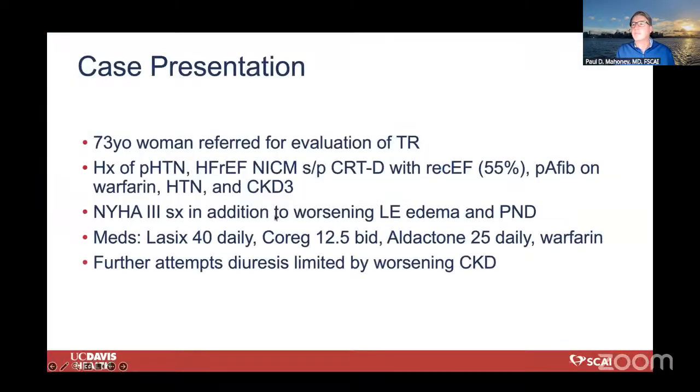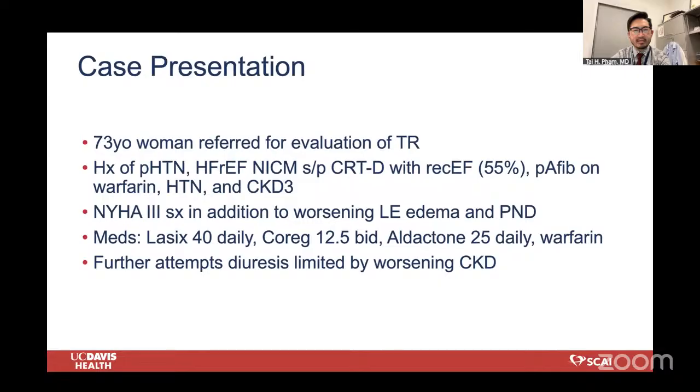So the case today is about a 73-year-old woman who was referred to us for evaluation of TR. She has a known history of reduced EF heart failure secondary to non-ischemic cardiomyopathy. She had a BiV device placed several years ago with now recovered ejection fraction. She also has pulmonary hypertension as well as paroxysmal atrial fibrillation on warfarin, hypertension, and CKD3. She came to us with class 3 heart failure symptoms, in addition to worsening lower extremity edema, as well as intermittent nocturnal dyspnea.